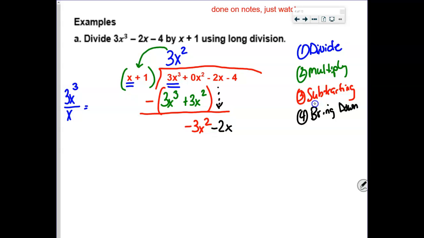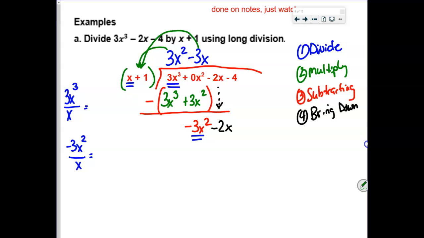And now we start the process all over again. So you started with what was a pretty large polynomial, and you're just whittling it down to a smaller and smaller polynomial. So your new lead term that you're going to divide is the negative 3x squared. And when you divide it by the lead term of your divisor of x, what are you left with? A negative 3x. Very nice. That gets written at the top here. And then the process continues again. You're going to multiply the negative 3x by the divisor.